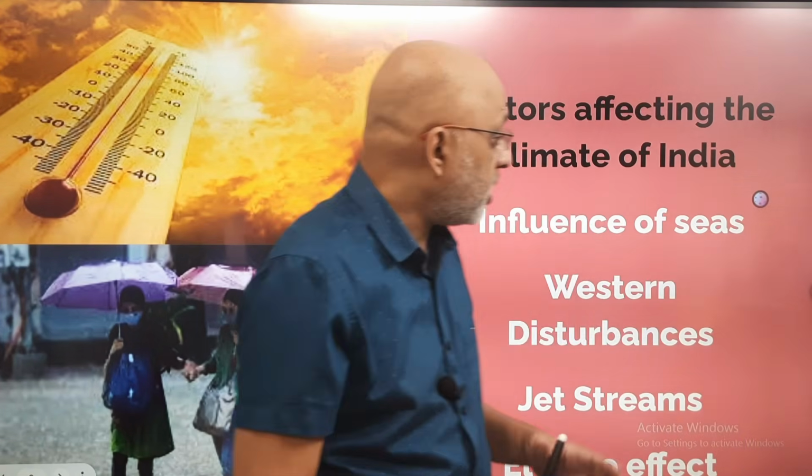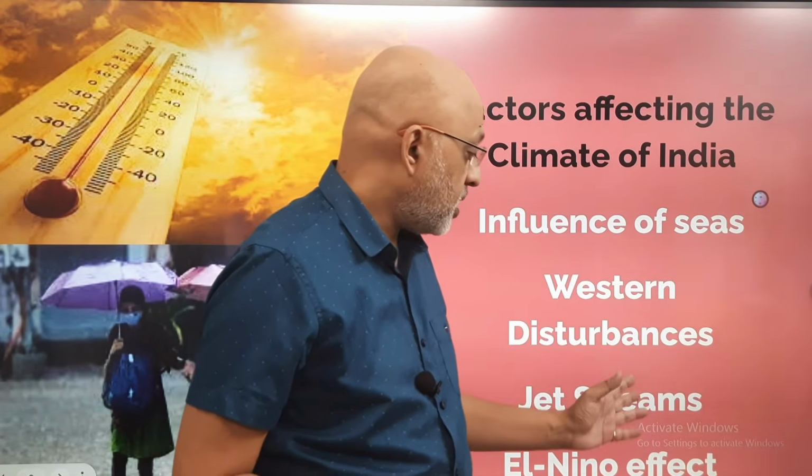So that's also a factor, but the important factors are the ones that you need to remember: the Himalayas, the ocean, the varied relief, etc. These are important. The influence of the seas, etc. are the ones which are really important, which you need to pay attention to.